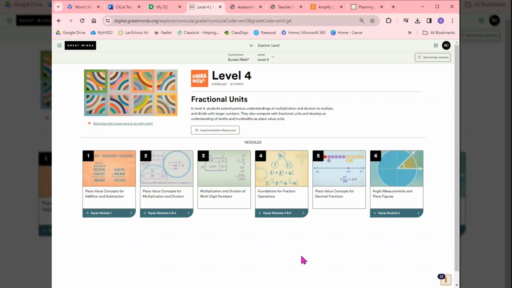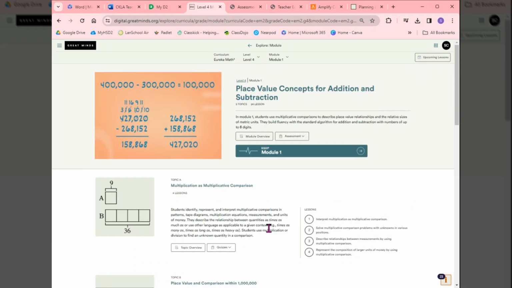Let's take a look at the module overview. We've selected what level we're teaching next year, and we're going to select the first unit. In the first unit, this will give you the details on all of the topics and lessons that are part of Unit 1. But we're not going to look at those today. We're going to start with the module overview.